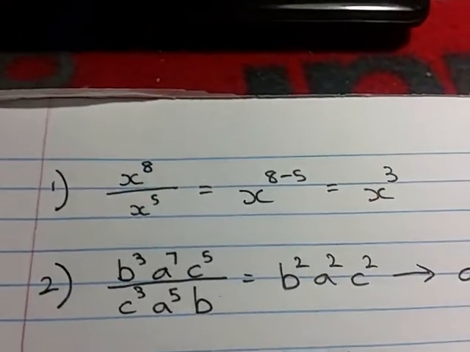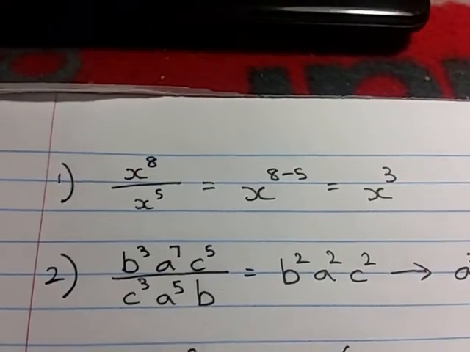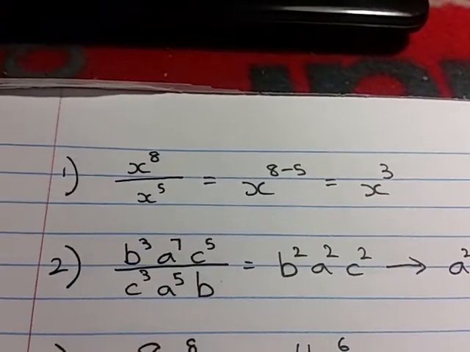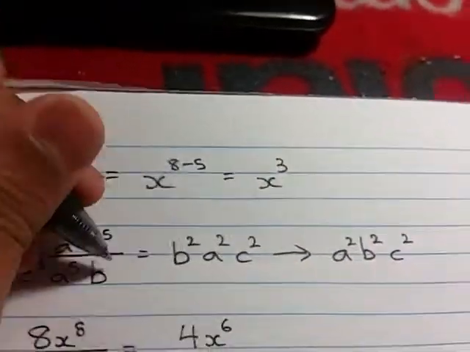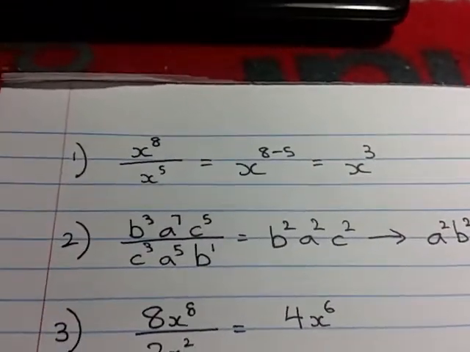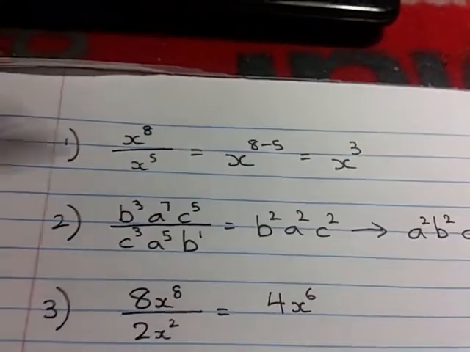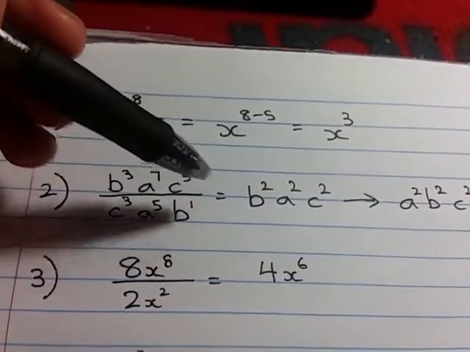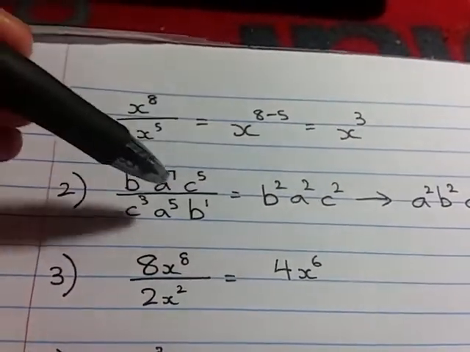B to the 3, A to the 7, C to the 5, all over C to the 3, A to the 5, B. Remember, if you are not sure, insert that one if need be. So, B to the 3 divided by B to the 1 is going to give you B to the 2. 3 minus 1 giving you B to the 2.